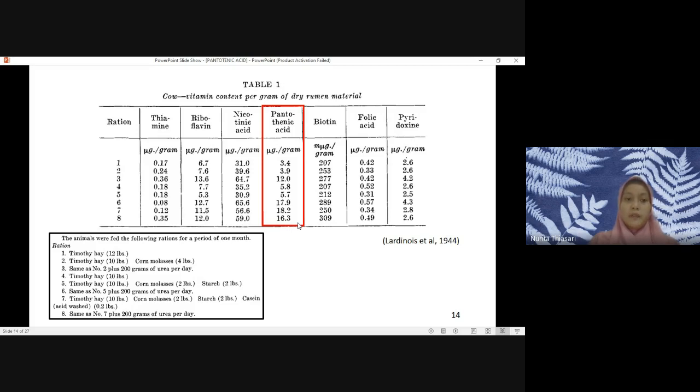And this table, as I mentioned before, was the experiment in the calf, and in this table they are doing the experiment in the cow. The ration is similar, but differs between the calf and the cow. We can see a similar result here also. So ration number 3, number 6, 7, and 8 have a higher concentration of pantothenic acid because of the addition of a source of nitrogen, for example, urea or casein as the source of nitrogen.